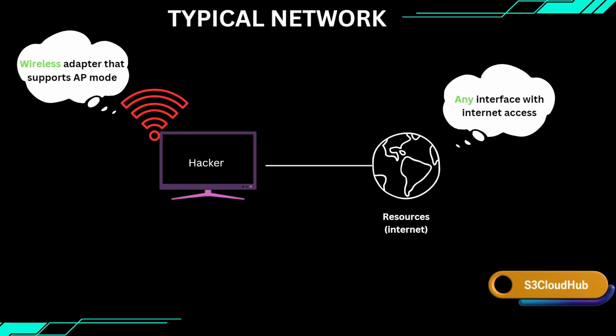Internet connection. This could be through Wi-Fi, Ethernet, a 3G or 4G dongle, or even a virtual interface. Wi-Fi interface: not just any Wi-Fi adapter will work. It needs to be capable of running in access point mode. Once you have set up the necessary hardware, we will be able to start broadcasting our fake network.